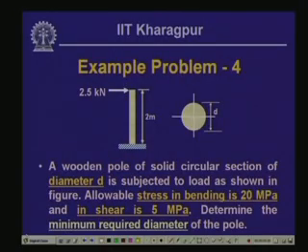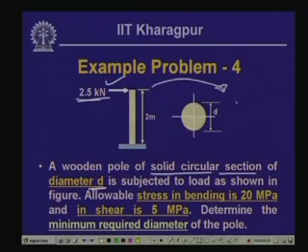Well, now let us look into this particular problem which has relevance with the discussions we had today. The cross section of this particular pole, in fact this is a wooden pole, is a solid circular section of diameter d, and this is subjected to a lateral load of 2.5 kilonewton at the top. Now, as you can make out, when this member is subjected to this load, you can orient this and take this as a cantilever beam subjected to a load at its tip, of value 2.5 kilonewton, and this length is equal to twice 2 meters.